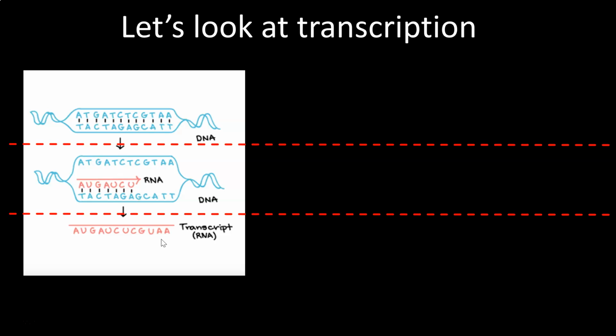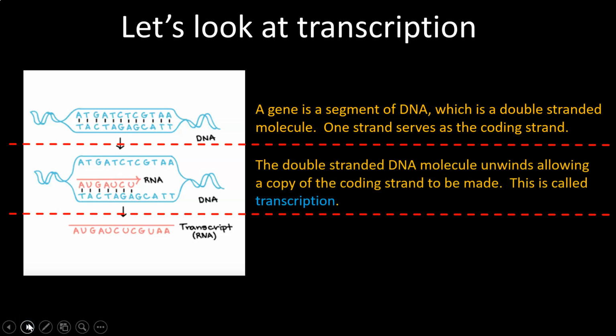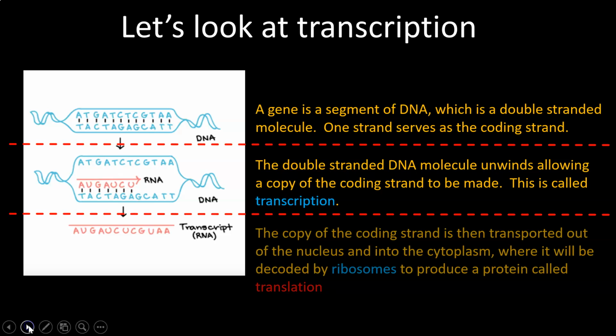Now let me give you some text here. So a gene is a segment of DNA which is a double-stranded molecule. One strand serves as the coding strand. In this case, it's this bottom strand here. That's the coding strand. Now the double-stranded molecule unwinds, allowing a copy of the coding strand to be made. This is called transcription. And then that copy of the coding strand is transported out from the nucleus and into the cytoplasm, where it is decoded.